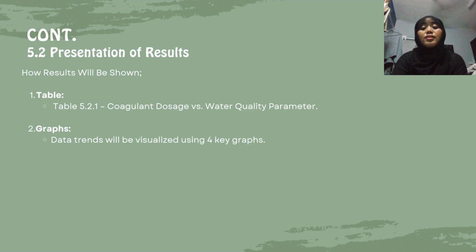In addition to the table, we will include 4 key graphs to help visualize the data trends. This graph will clearly illustrate the relationship between anticipated result with the actual outcome and support any conclusion we draw later.